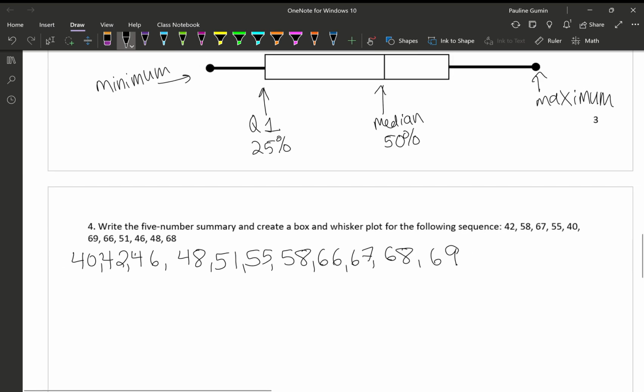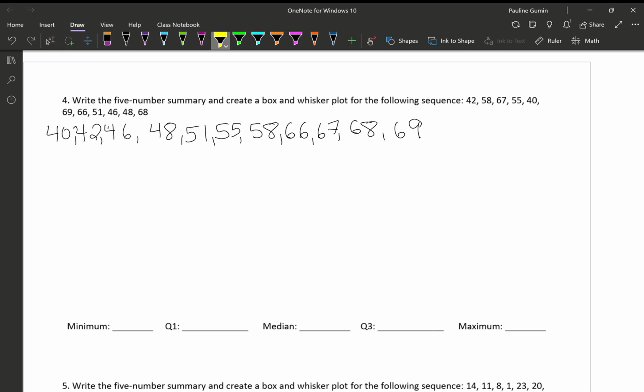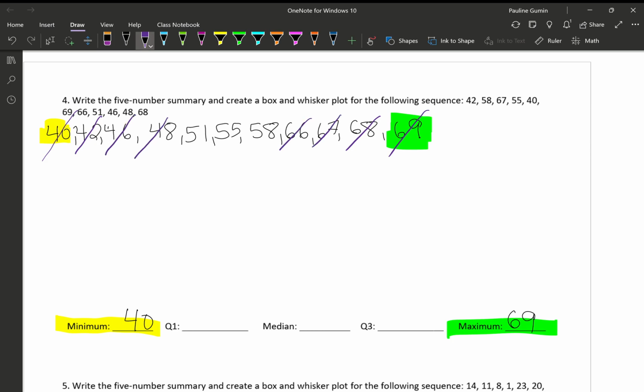Beautiful. Okay, now the easiest things to put in here immediately are the minimum and the maximum. The minimum is 40. It's the smallest number on our list. And the maximum is 69. The next thing I would do is find the median. Now, in order to find the median, I'm going to cross one number off of each end. And keep going until I am left with either 1 number or 2 in the middle. Fantastic. 55 is the median.